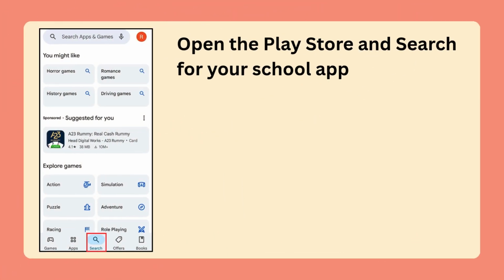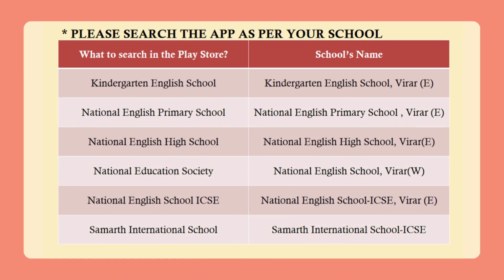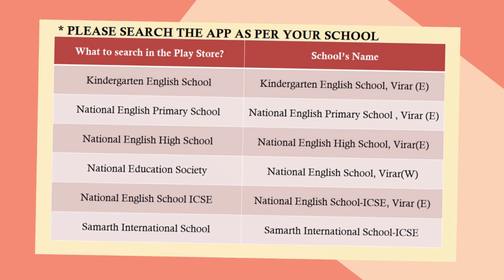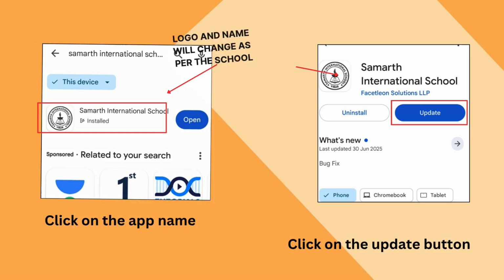To update the app, open Play Store and search for the school app as per your school name. Click on the app. You will be able to see the update button. Click on it to update the app.